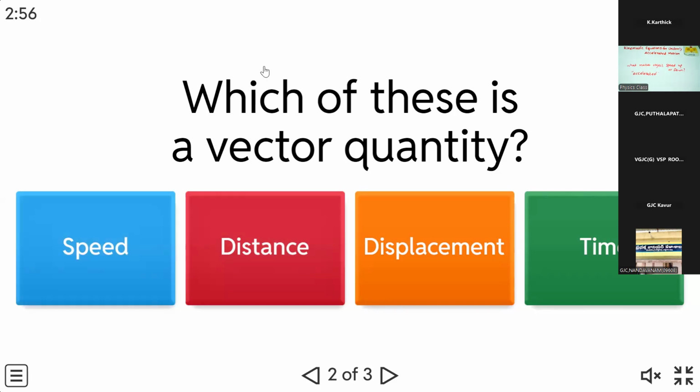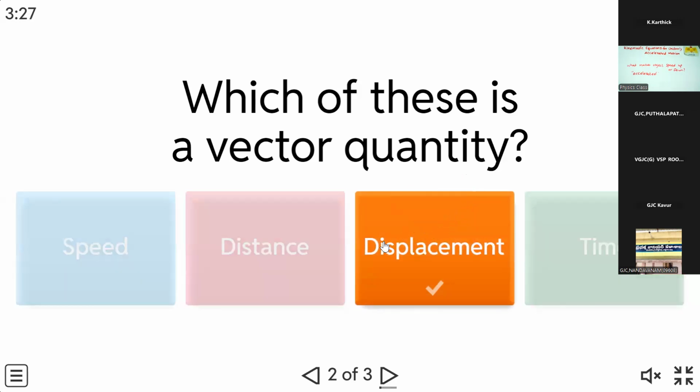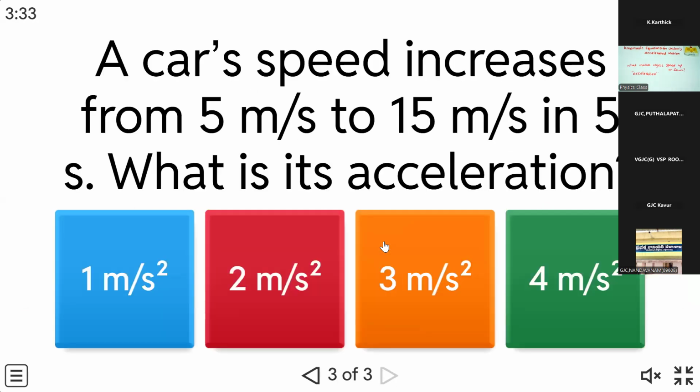Okay, let me go to the answer. Here speed is a scalar quantity because it has only value, not direction, and distance also. So distance is a scalar quantity, speed is a scalar quantity. Time is also a scalar quantity because you have only value in terms of time. There is no direction related to time. So displacement is a vector quantity. Is it correct? Okay, we can move on to the next one.